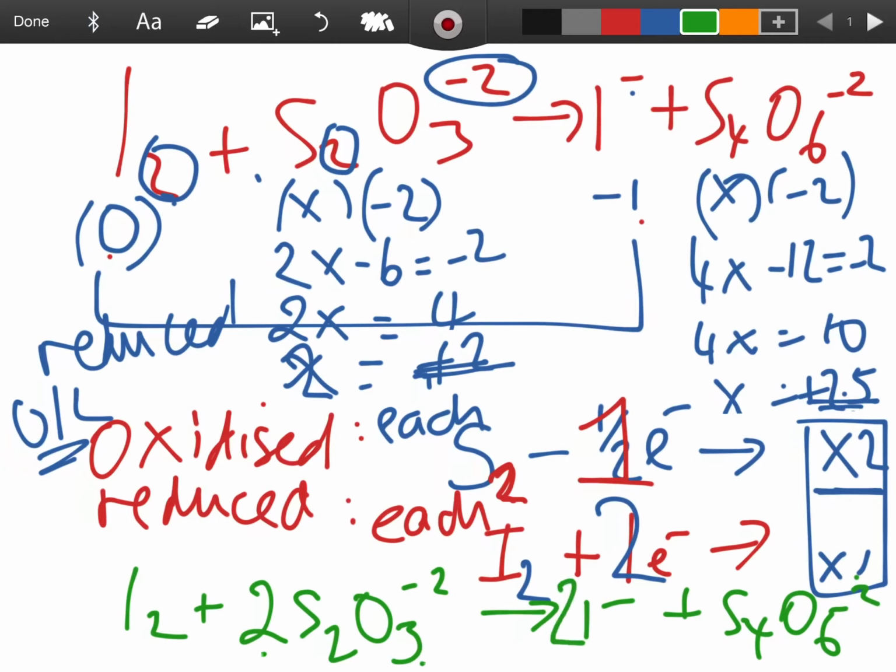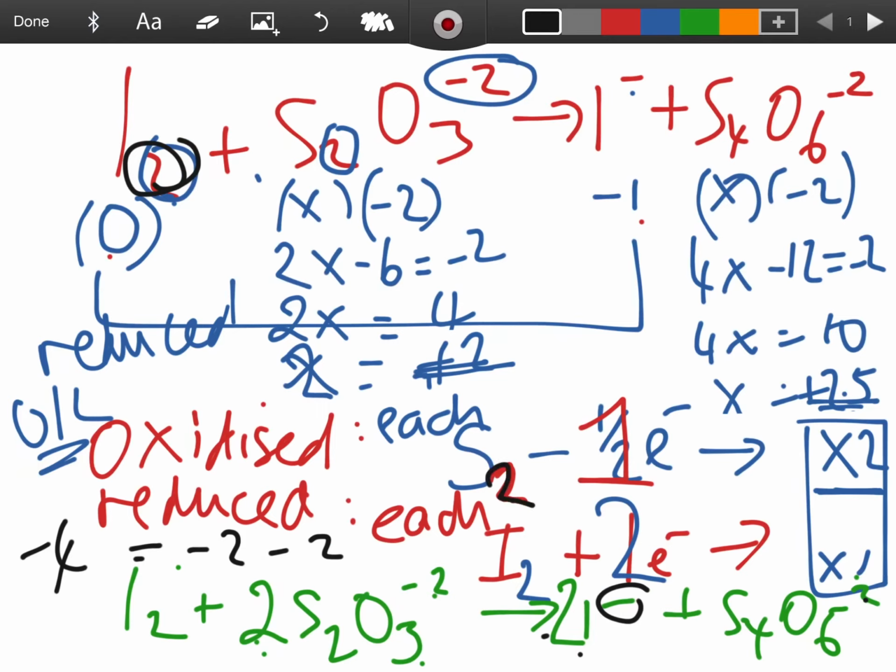And then the last thing that you need to do once you've inserted your ratio is balance your atoms. The 4 sulfur there. I have 2 iodine here, so I have to put a 2 in front of that. Now what about the oxygen? 2 times 3, that's 6, and I have 6 over there, so that's fine. And then lastly, check your charge. 0 there, 2 times minus 2 is minus 4, and is that equal to minus 2, because 2 times minus 1 is minus 2, and there's minus 2 there, it is.